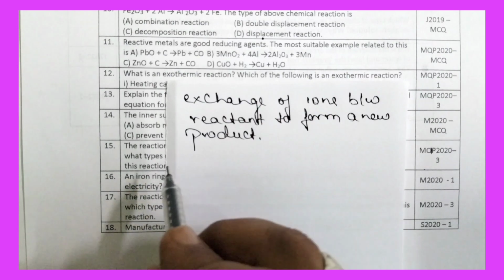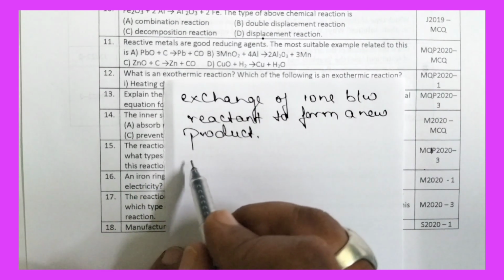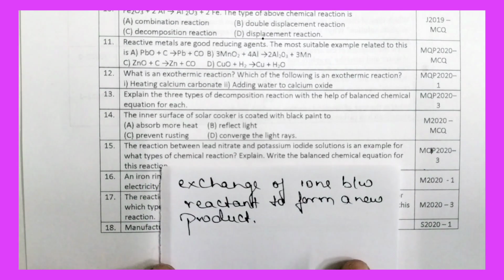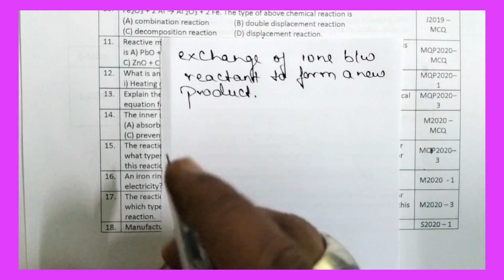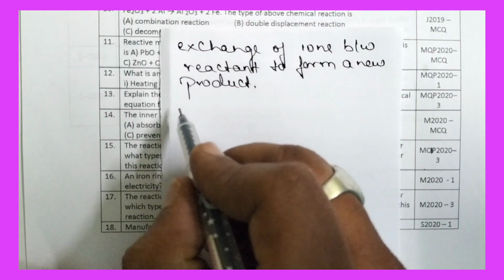Now let us write the balanced chemical equation for this one. First, lead nitrate.